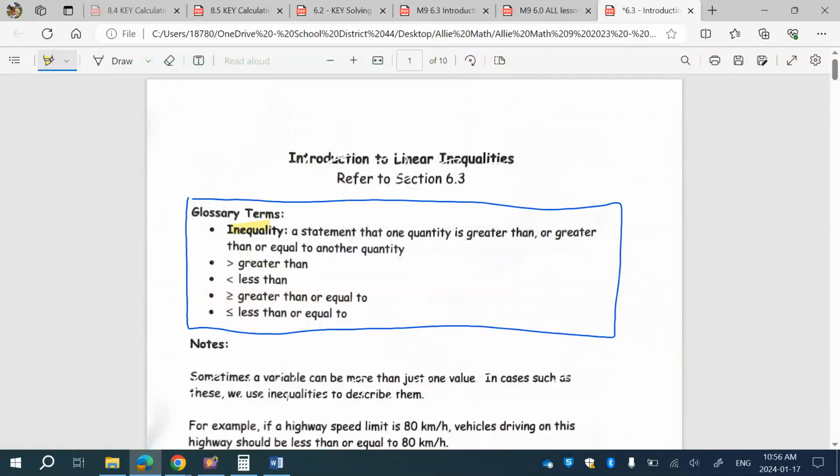An inequality is a statement that one quantity is greater than or less than, or greater than or equal to another quantity. Please write that down in your note section. I would also like you to write down these symbols: this is greater than, this is less than. With the line underneath, it's greater than or equal to. And with this line underneath, it's less than or equal to.